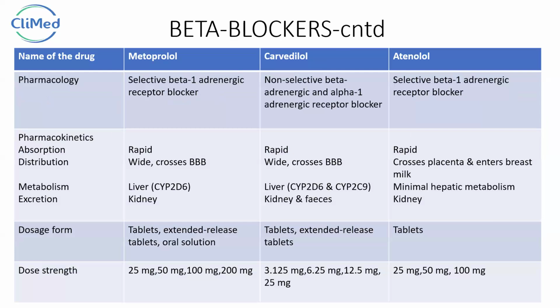Pharmacology: it is a selective beta 1 adrenergic receptor blocker. Pharmacokinetics include rapid absorption, wide distribution, crosses the blood-brain barrier, metabolized in the liver by cytochrome P2D6 enzymes, excreted through the kidneys. The available dosage forms: tablets, extended release tablets, and oral solution. Available dose strength: 25 mg, 50 mg, 100 mg, and 200 mg.